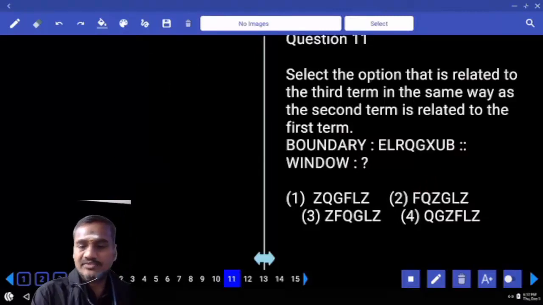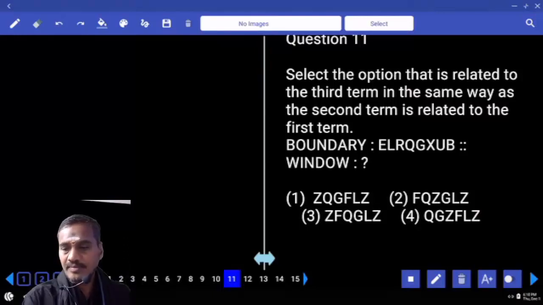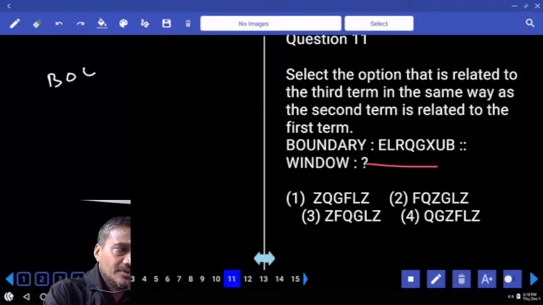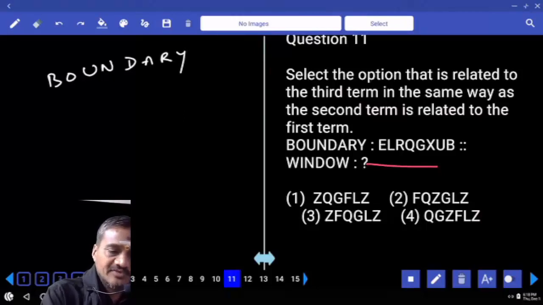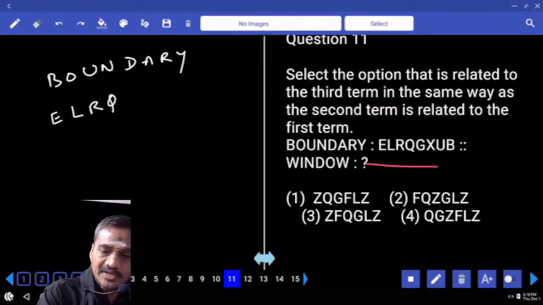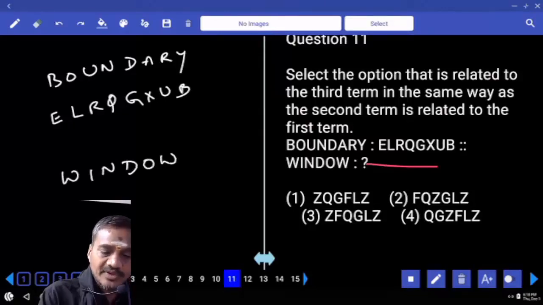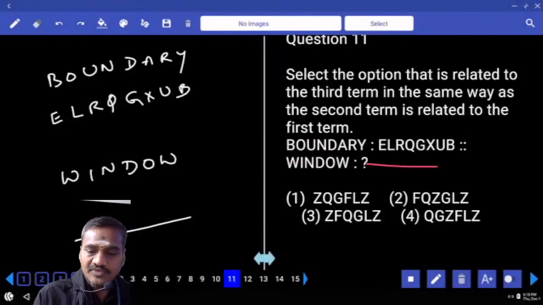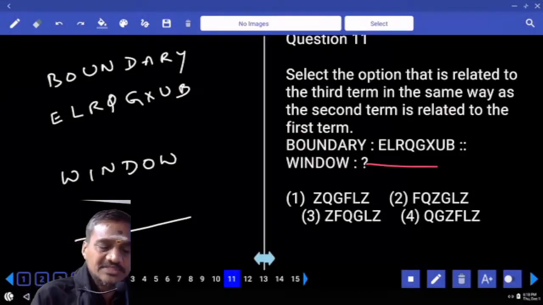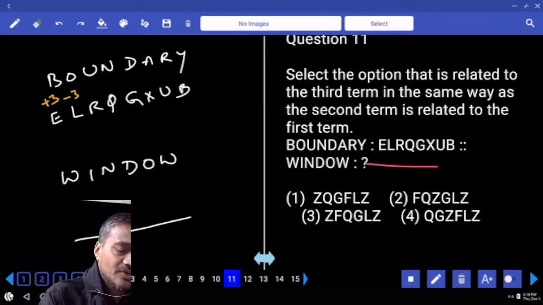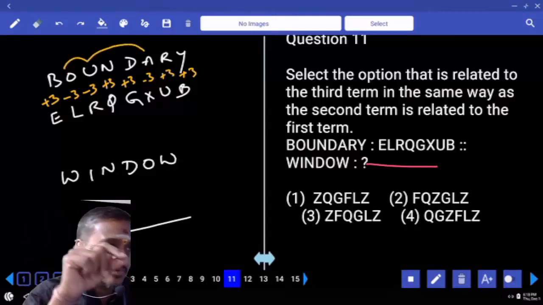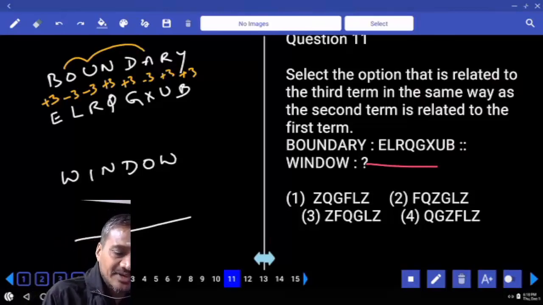Then the 11th one. Select the option that is related to the third term in the same way. Boundary, B-O-U-N-D-A-R-Y. Now tell me what the word given here is: E-L-R-Q-G-X-U-B. In the same way, window, W-I-N-D-O-W, what is the code for this one? Now B and E, what is the difference? Plus 3. O and L, minus 3. U and R, minus 3. N and Q, plus 3. D and G, plus 3. A, minus 3. R, plus 3. Y, plus 3. For some letters, minus 3, for these vowels. Vowels minus 3, consonants plus 3. Similarly here, vowels minus 3.